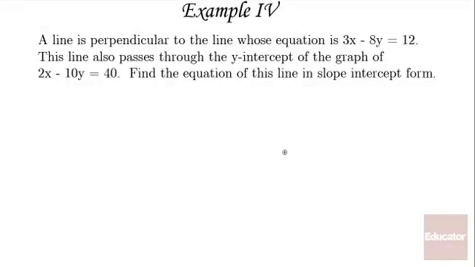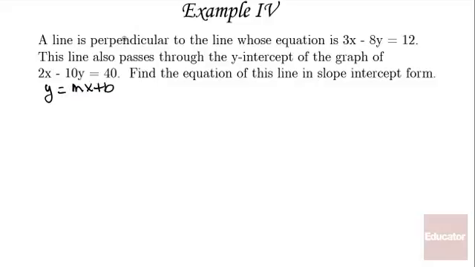Example 4. A line is perpendicular to the line whose equation is 3x minus 8y equals 12. This line also passes through the y-intercept of the graph of 2x minus 10y equals 40. Find the equation of this line in slope-intercept form. So they're giving me a lot of information, but they're giving it to me indirectly.